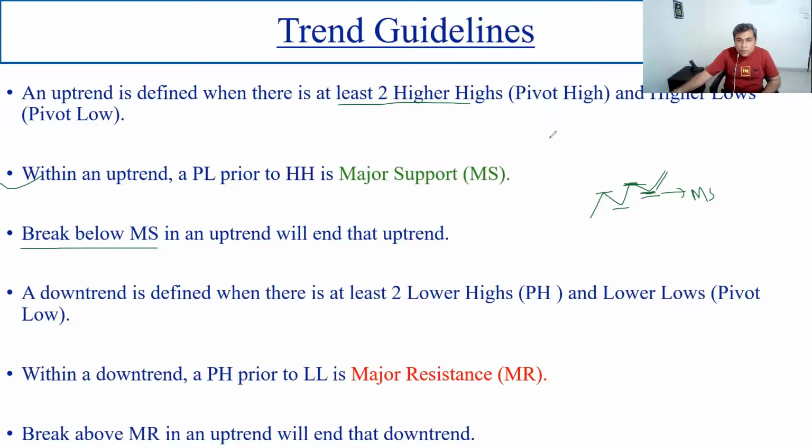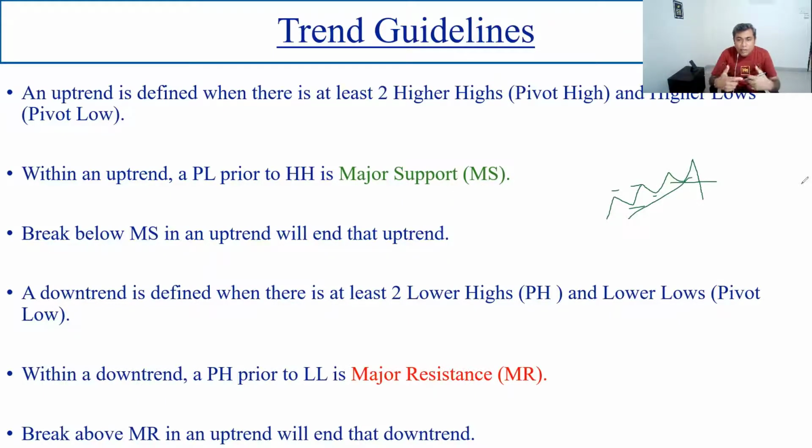So what I mean to say here is that if you are in an uptrend, right? Because we have at least two higher highs and higher lows, so we can say that this is an uptrend. Now, whenever the prices break below the major support, where is the recent major support? It's here, right? So it says a break below major support in an uptrend will end that uptrend. So whenever the major support gets broken, it will end that uptrend, right? So keep this in mind.